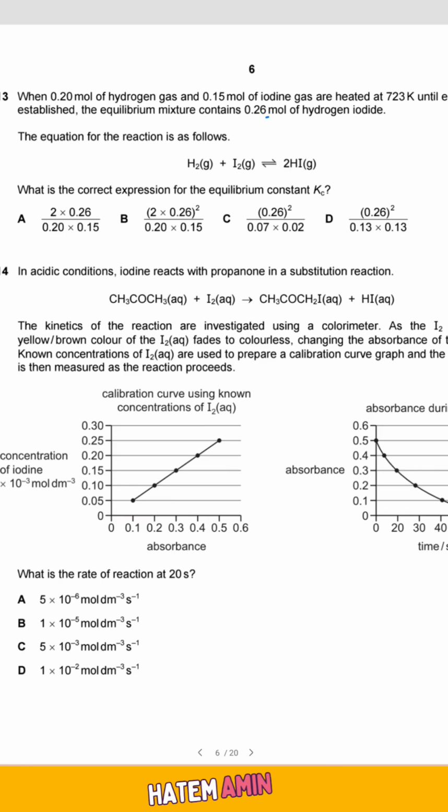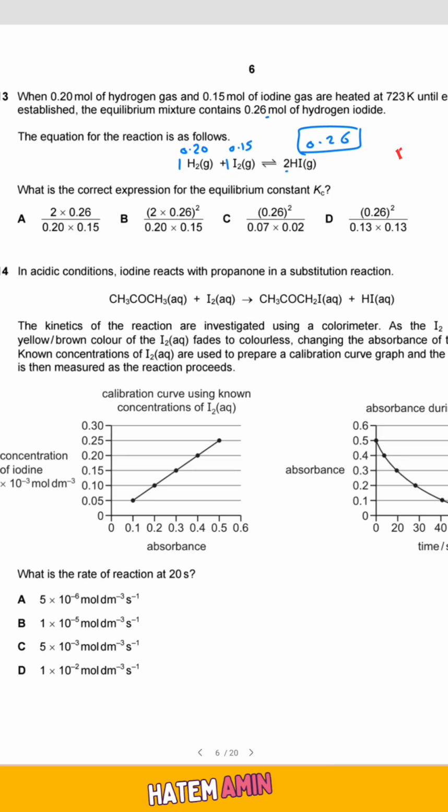Okay, he said we started our reaction with hydrogen and iodine, the hydrogen was 0.20 and the iodine was 0.15 mole, to give us the hydrogen iodide. And he said we find our equilibrium, and we established the equilibrium when the hydrogen iodide concentration became 0.26. Fine. From the ratio we can understand the ratio between hydrogen, iodine and HI is 1 to 1 to 2.